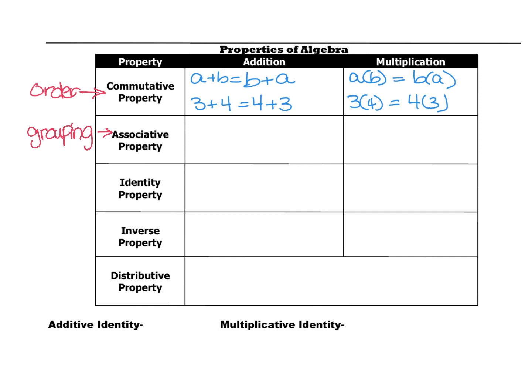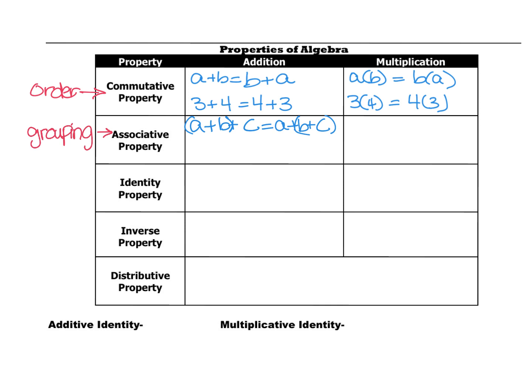So what do we mean by that? It could be something like (A plus B) plus C, where I have parentheses around A and B, meaning I have to add those first and then add the C. And then we could have A plus (B plus C), meaning here I'd have to add B plus C first. So it's the grouping. The numbers are staying in the same order, but we've just put the parentheses in different places.